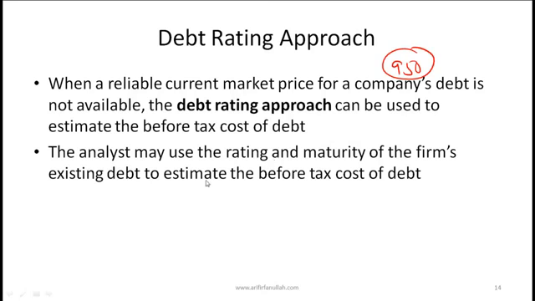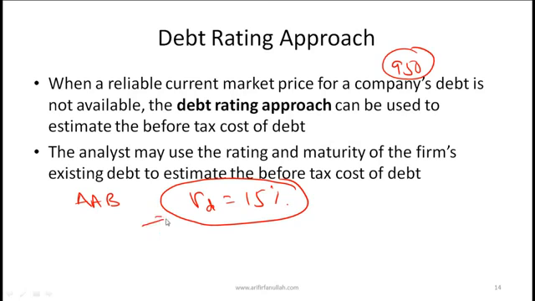So what you can say is, let's say that the rating on your company's debt is currently AAB, and you can see that in the market other bonds with a similar rating and similar maturity have a cost of debt equal to 15%. Then as a proxy you can use 15% for your cost of debt.